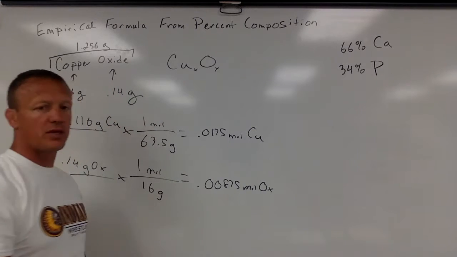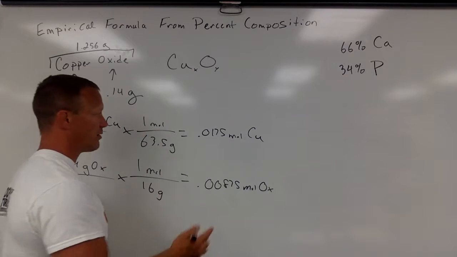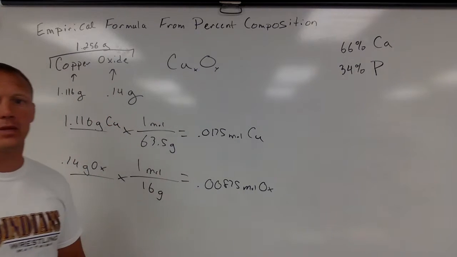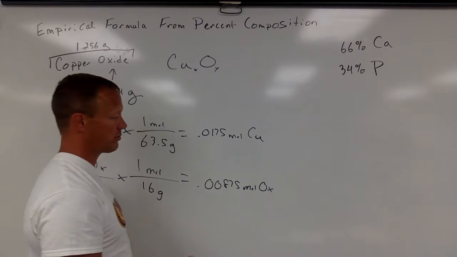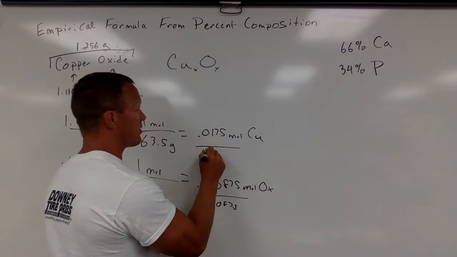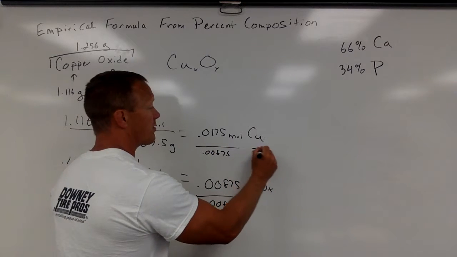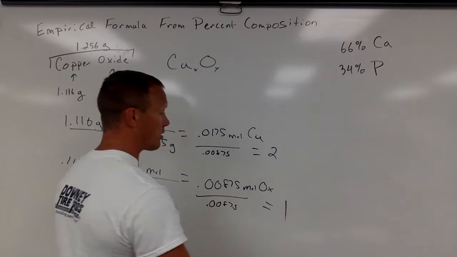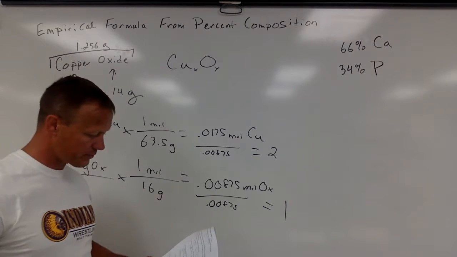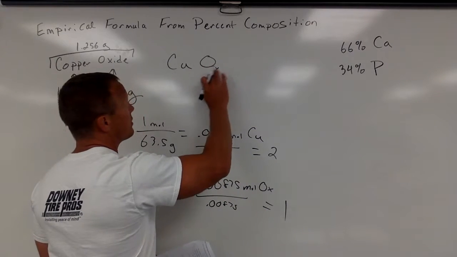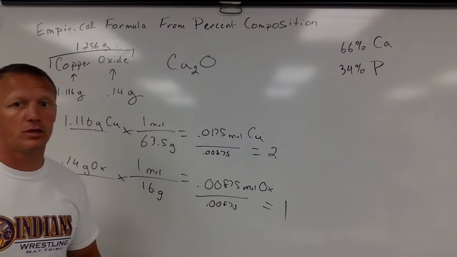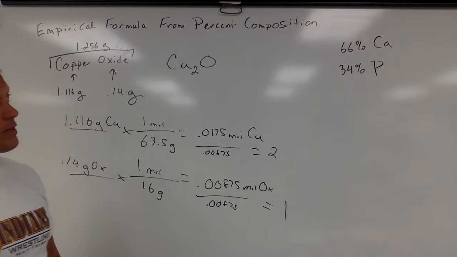Again, that's not a whole number ratio, so I can't put this with the copper and this with the oxygen. So to get the ratio, see if, is this number double that? Is it triple it? Is it a 4-to-3 ratio? Just divide by the smaller one. So this is the smaller one, so I'm going to divide this by 0.00875 and divide this by 0.00875. That comes out to be about 2, comes out to be 1. So your formula then is Cu2O. There's twice as many coppers as there are oxygens, 2-to-1 ratio in terms of moles.